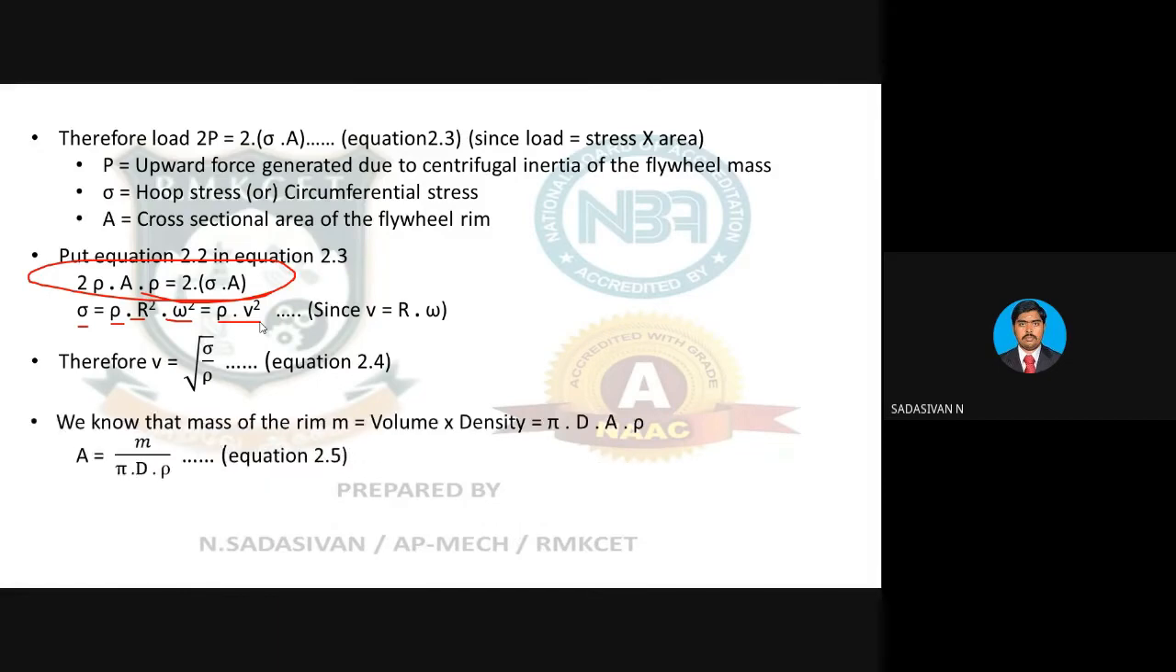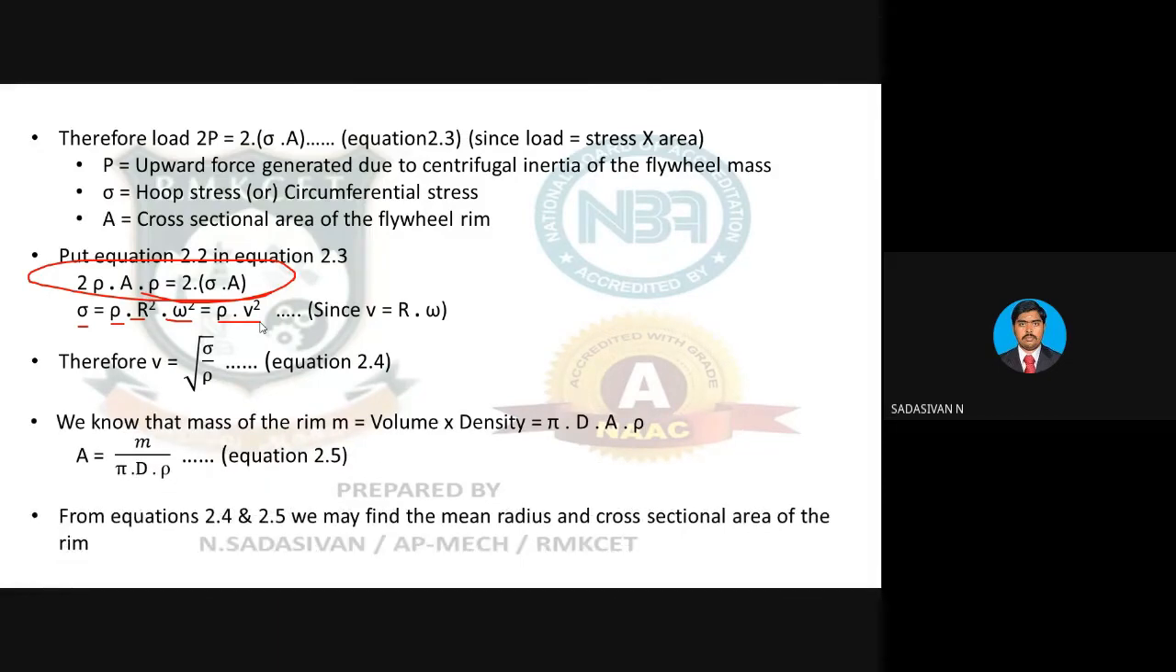That is one result. Mass of the rim, from equations 2.4 and 2.5. What is 2.5? Cross section area equals mass divided by pi d rho. These two formulas you note down. Anyway, I will tell you once again wherever I am using the formula. This is one formula from the whole derivation: V equals root of sigma by rho, the critical speed above which you should not operate a flywheel, otherwise it will fail.